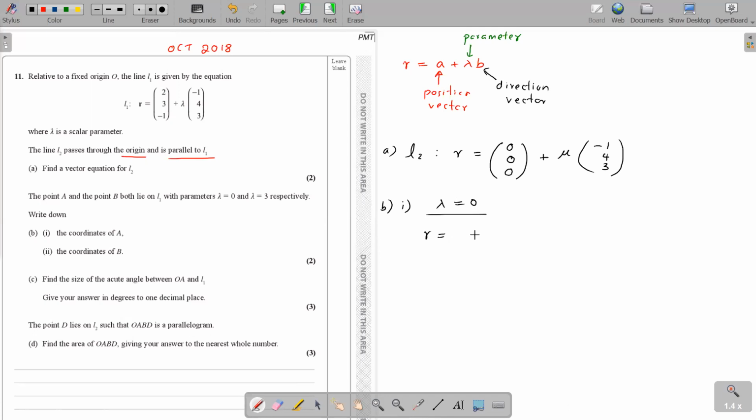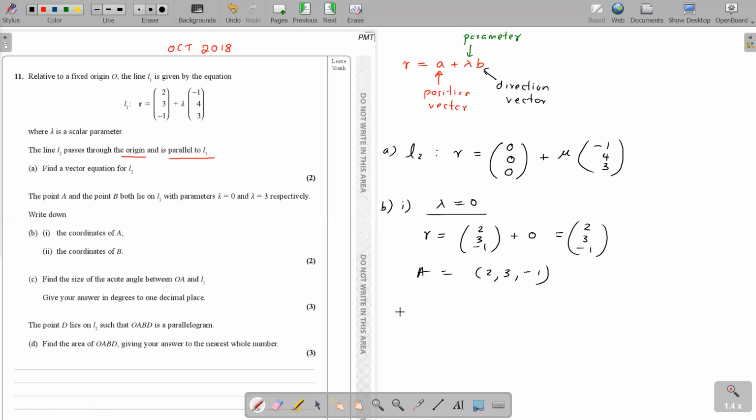r equals (2, 3, -1), putting for line 1, (2, 3, -1) plus lambda, which is 0. Actually 0 times whatever it is, it's 0. So 0 times (-1, 4, 3) is entirely 0. Then I get the coordinate of A as (2, 3, -1). This is the position vector of A, so the coordinate of A is (2, 3, -1). If you write it down, you write it with the brackets and put the commas.